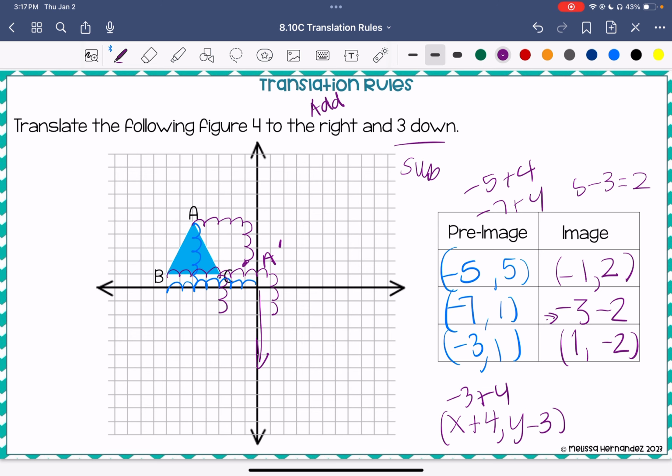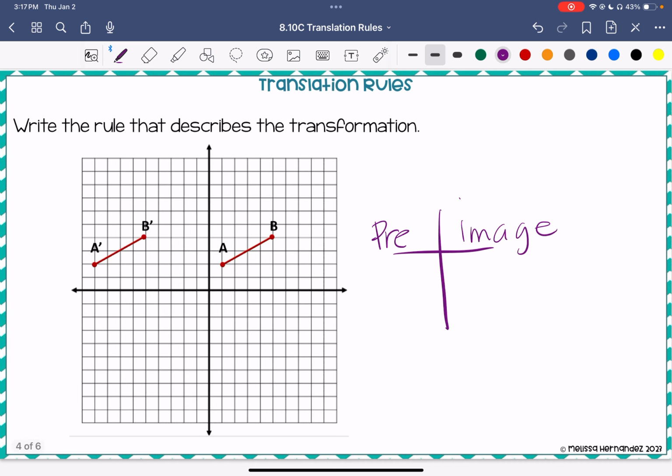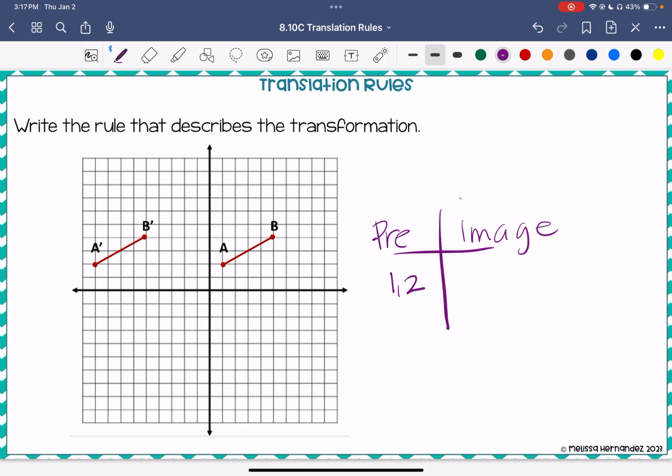All right, let's go to the next one. We want to write the rule that describes the translation. So our pre-image is the AB, and I'm going to put a T-chart for the pre-image. The ordered pair would be 1, 2. And for the B, it's 1, 2, 3, 4, 5, 1, 2, 3, 4. So 5, 4. Oh, I didn't mean to put it there. It's supposed to stay on the pre-image. These are the coordinates for your A and the B.